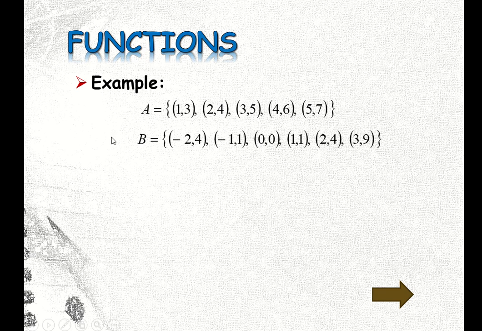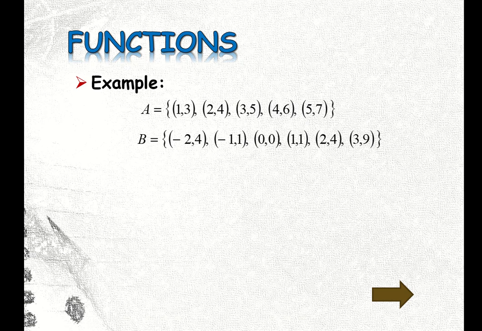We also have another example here. We have set B that contains ordered pairs of elements: (-2, 4), (-1, 1), (0, 0), (1, 1), (2, 4), (3, 9). So this is our first ordered pair, second, third, fourth, fifth, and sixth ordered pair. Similarly, for set A we have the first, second, third, fourth, and fifth ordered pair.